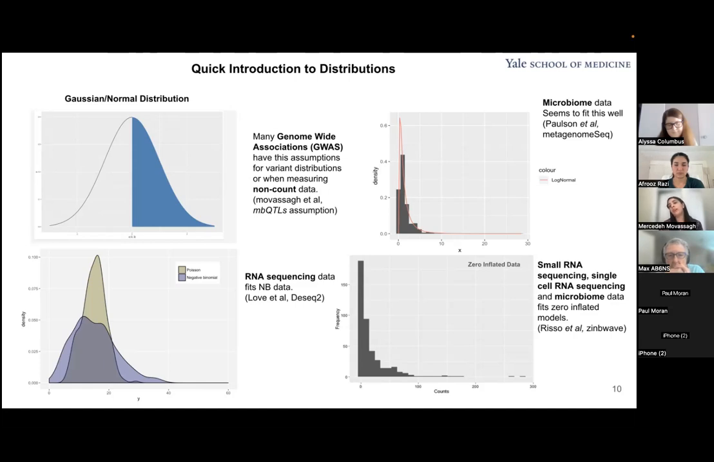And zero inflated data are the ones that have really high zero inflation. It's pretty self-explanatory. Single cell RNA-seq data seems to fit well to that. I've personally seen that microbiome data fits well to that distribution, and the small RNA data that we're going to talk about today fits pretty well to the zero inflated distribution. One package that uses this for single cell sequencing is ZinbWave.